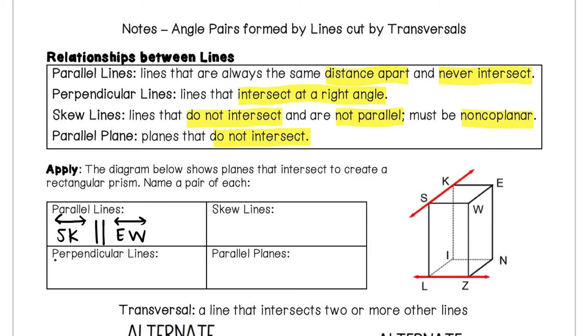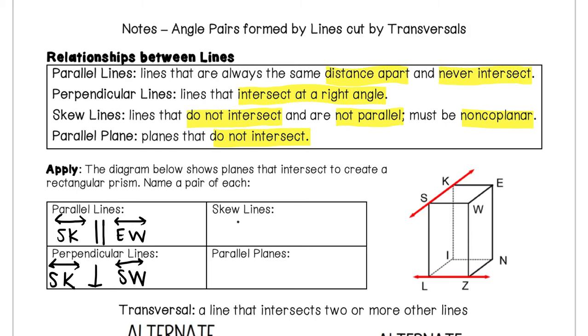To show that lines are perpendicular, we use this symbol. So you can see the difference between the parallel symbol and the perpendicular symbol. It almost looks like lines that are parallel and perpendicular. So if I want to start with line SK again and pick one that's perpendicular to it, I could say line SL, line WS, or line EK. Any of those would work for us.